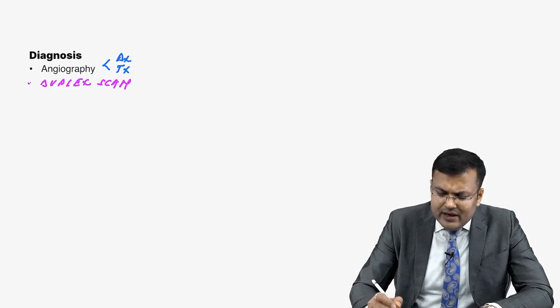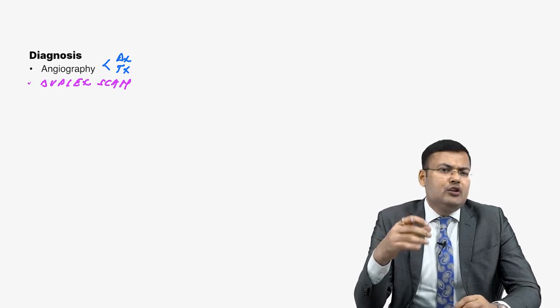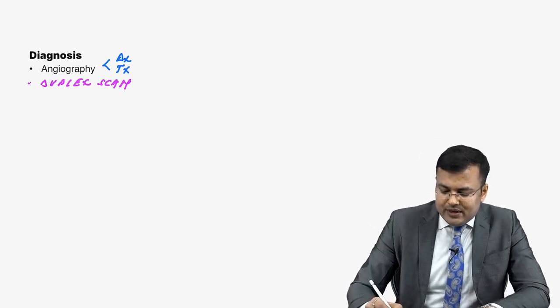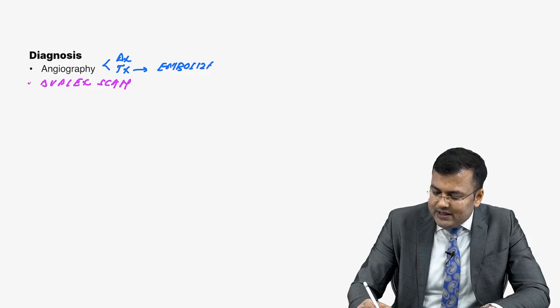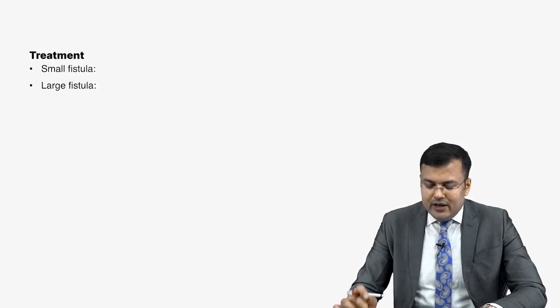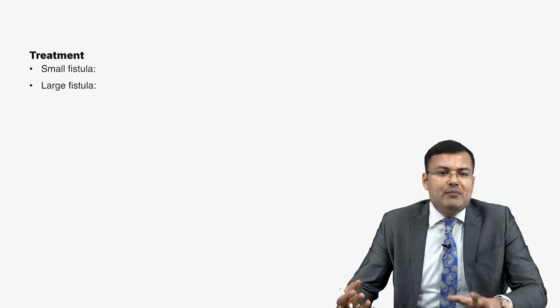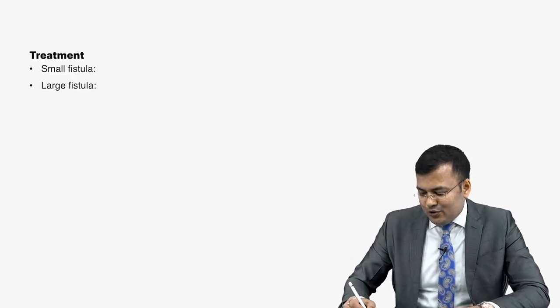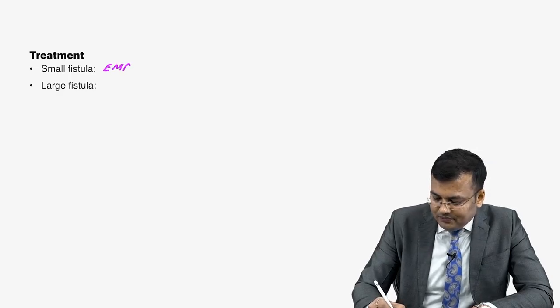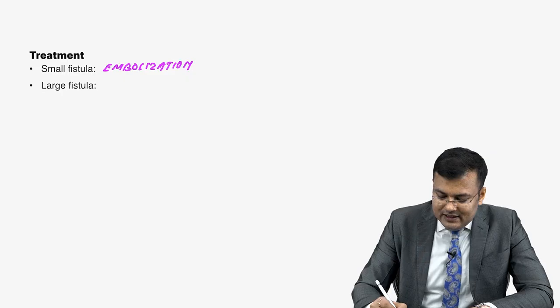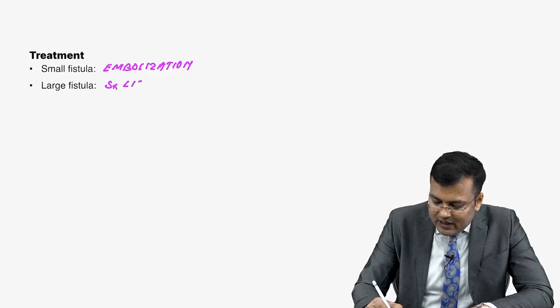What do you mean by therapeutic? Imagine patient is having small fistula, so we can perform embolization. So you know the management now. If patient is having small fistula, we can go for embolization. But if large fistula is there, we go for surgical ligation. So treatment option, guys: for small fistula, embolization, and for large fistula, surgical ligation.